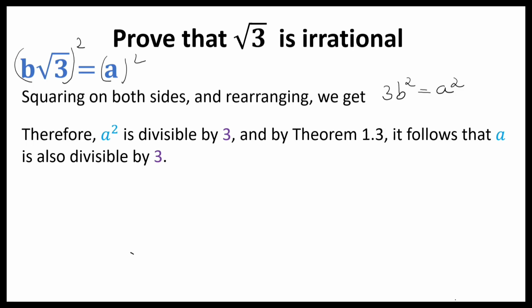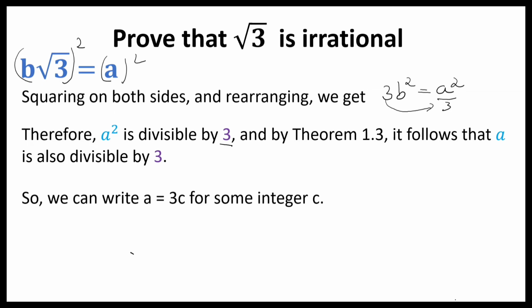Now we can say that a square is divisible by 3. If we transpose 3 to this side, a square is divisible by 3, and by theorem 1.3 it follows that a is also divisible by 3. So we can write a is equal to 3c for some integer c, substituting for a.